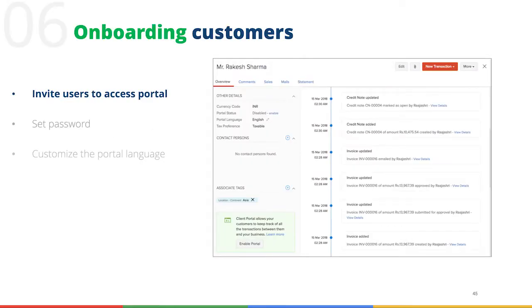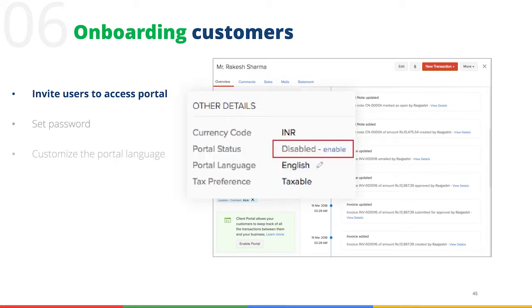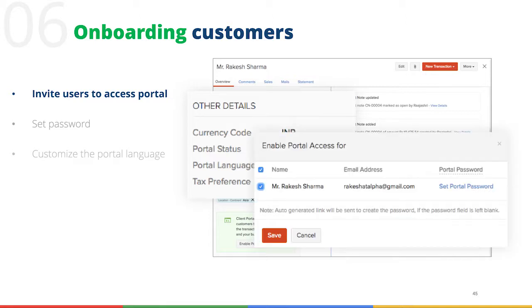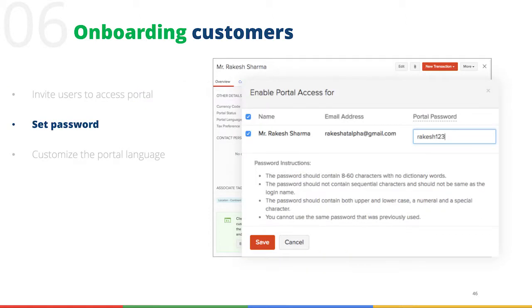Firstly, you will have to invite customers to your portal. In case you haven't enabled portal access for them while creating the contact, you could do so in the contact details page. Enabling access will automatically send the customer an email invitation. Also, you could set a password for the customer or leave it blank, in which case there will be an auto-generated link sent to the customer's mail for him to set a password.